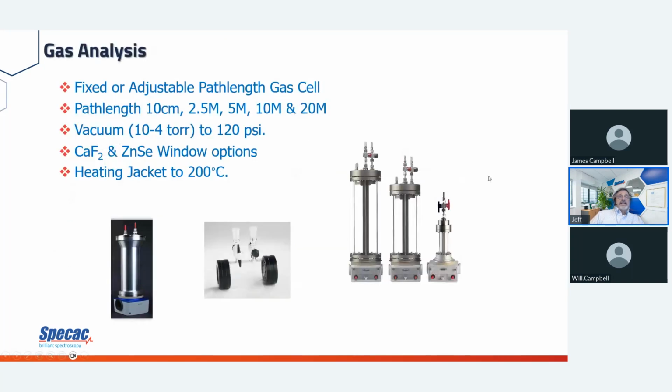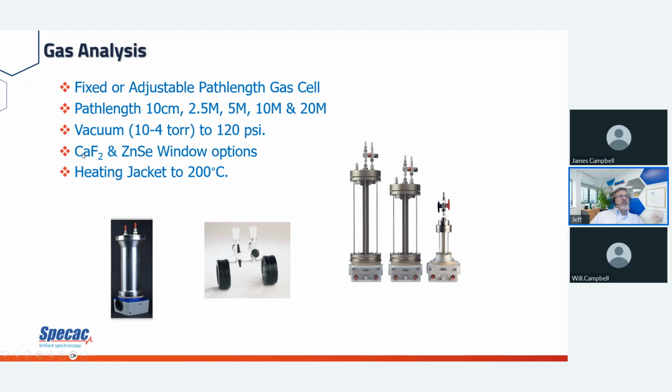Going on to gas analysis. People use that all the time. We have cells that are like 10 centimeters, and going on to the bigger cells that go up to 20 meters. Different varieties. These are the Cyclone, that's the Typhoon, Atmos.